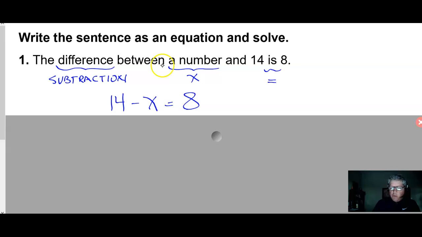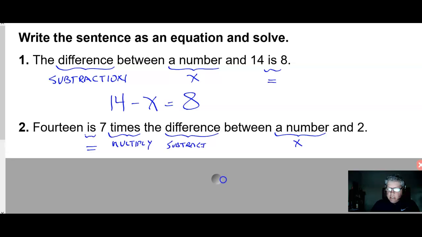So the difference between what? A number and 14. So 14 minus x. Could somebody write x minus 14? Probably. You know, it's all in the eyes of the beholder, but we're getting better. Is 8. So that means it is equal to 8.